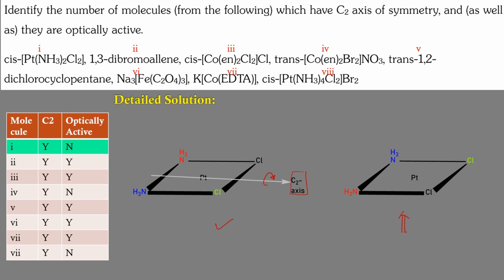There's no confusion in this part, because this is very clearly the C2 axis of symmetry. And because this also has a plane of symmetry, this is not going to be optically active.